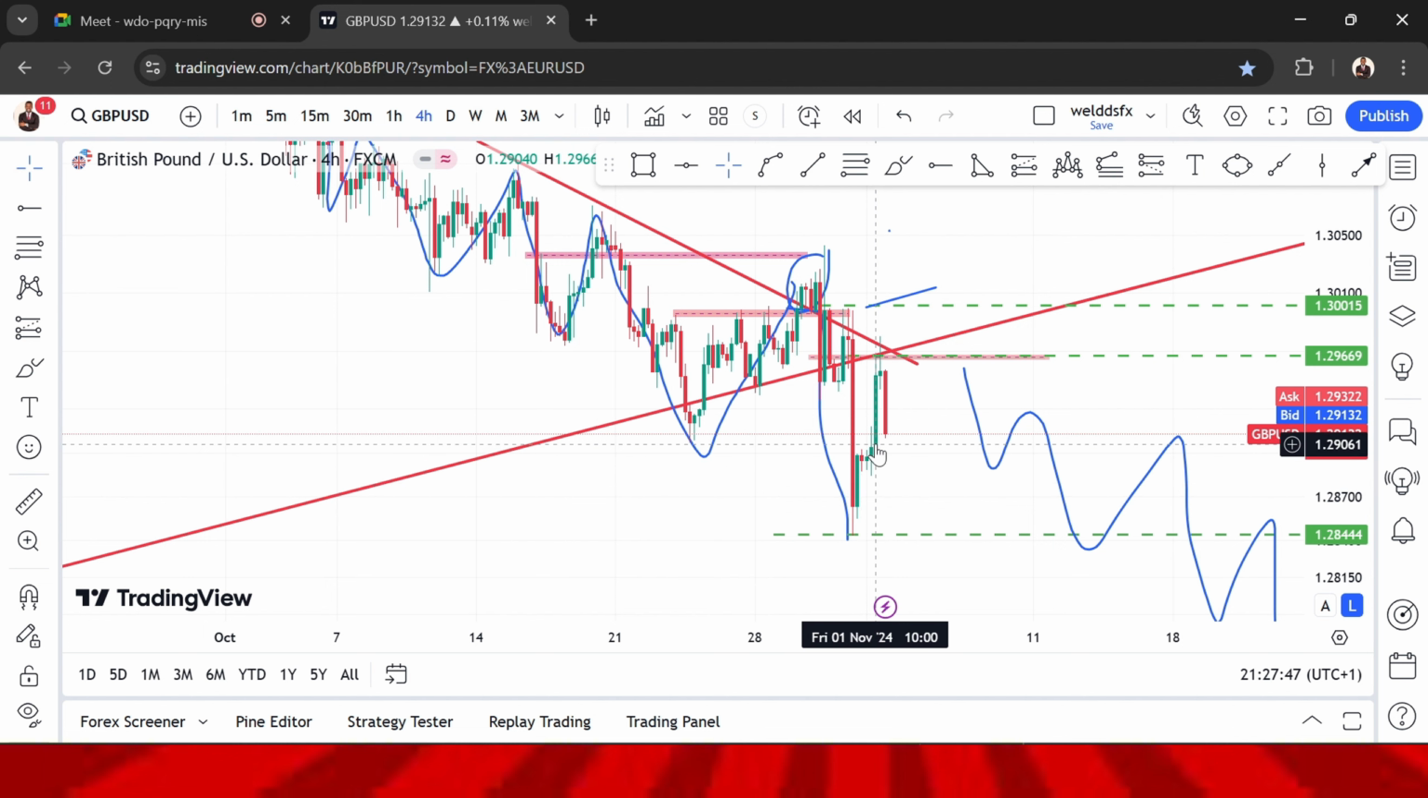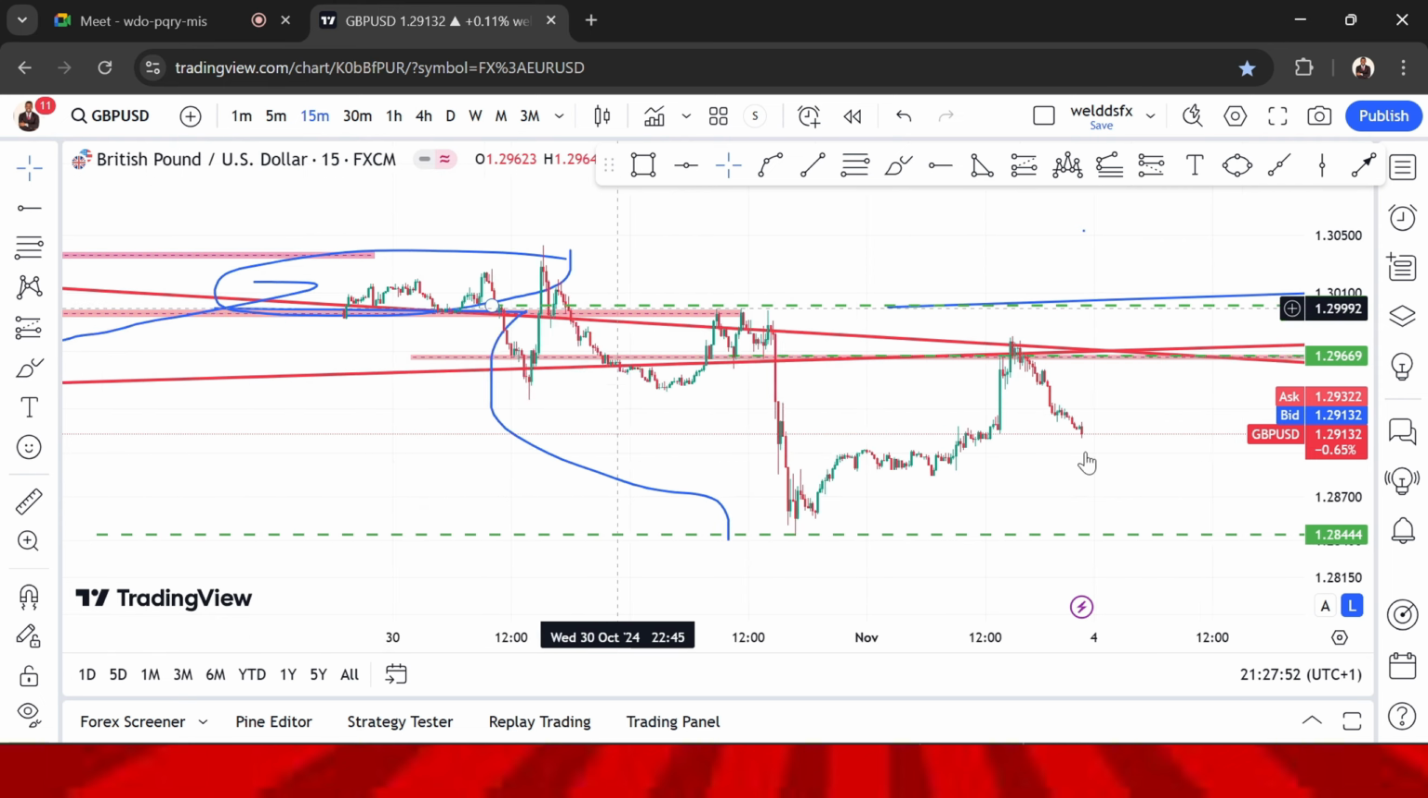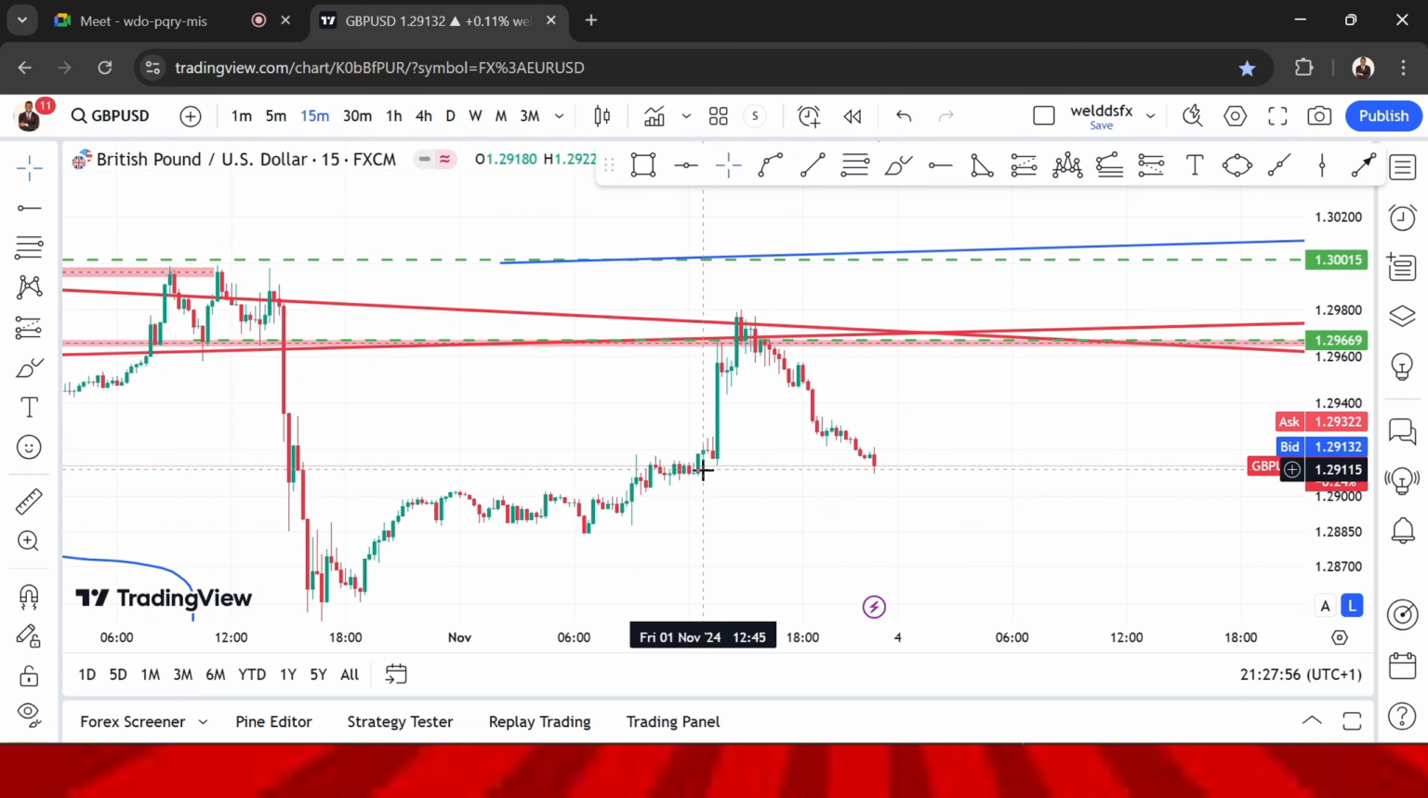All this impulse move was already on. Part of this was already on. Then if you come to the 15 minutes time frame, let me just go to the 15 minutes time frame. NFP happened around here. This was NFP. So NFP sparked up from here to here. Why are you going to battle with this kind of thing?